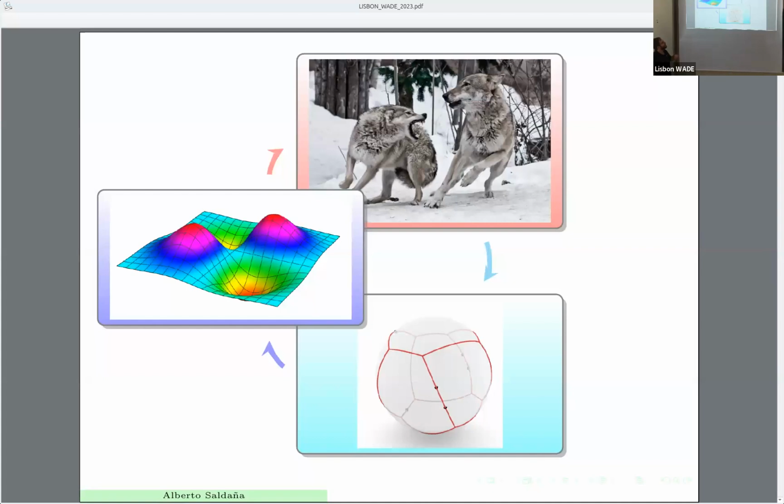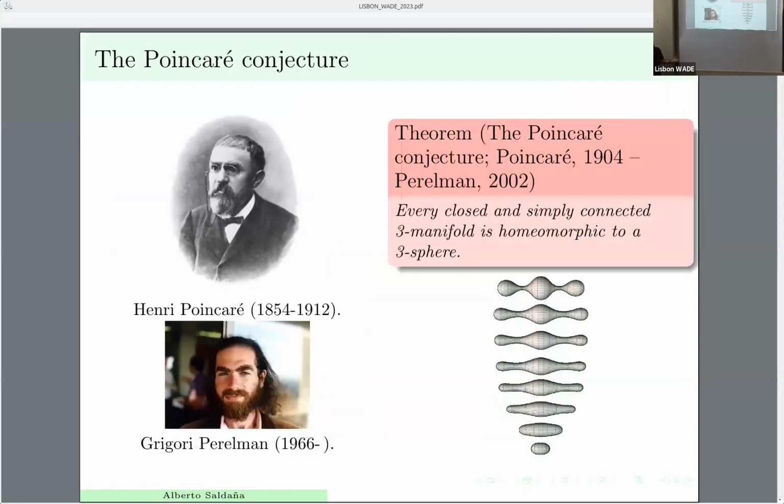Okay, so as I was saying, with nodal solutions of an equation called the Yamabe problem that has a link with the Poincaré conjecture, this is the starting point of the seminar, optimal partitions and species fighting. So let us start with the Poincaré conjecture. This is the very famous problem stated by Poincaré in 1904. It was solved by Perelman in 2002, and the statement of the problem was basically this: every closed and simply connected 3-manifold is homeomorphic to a 3-sphere.